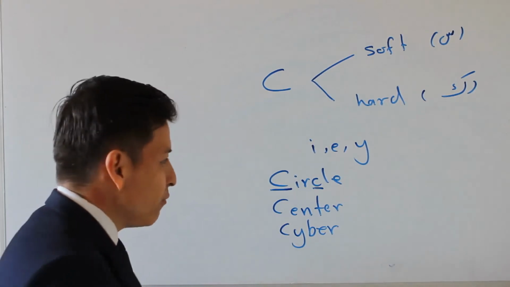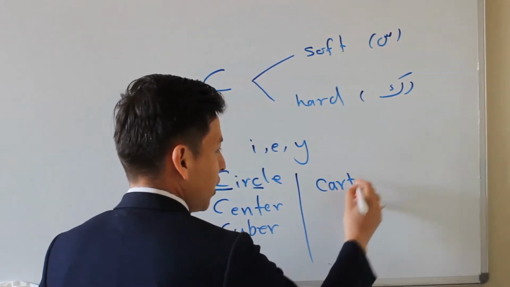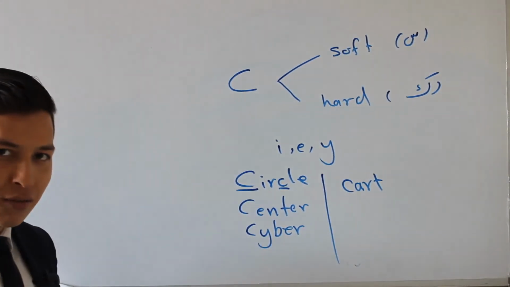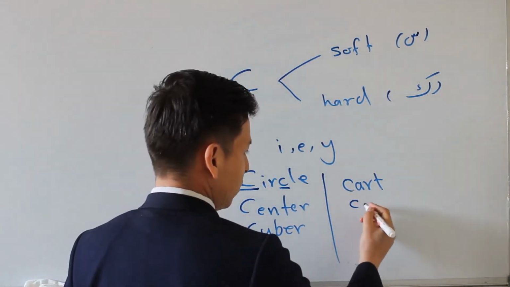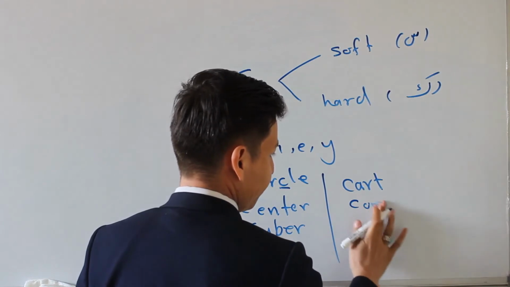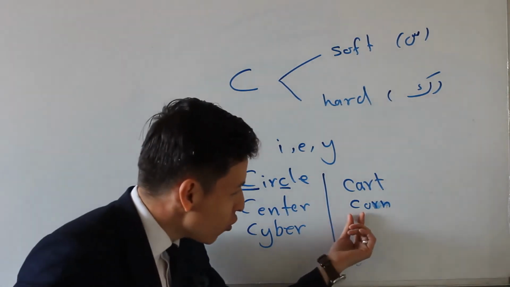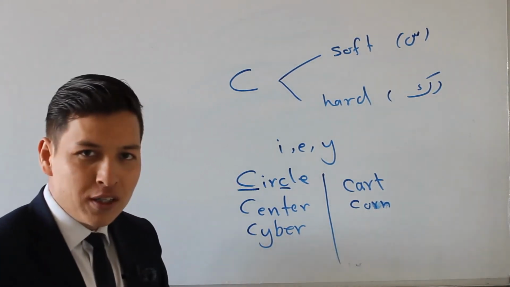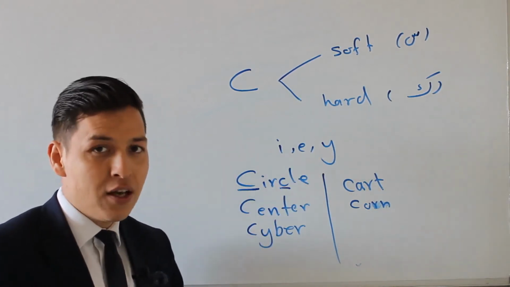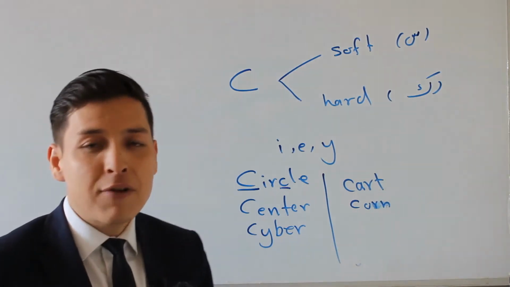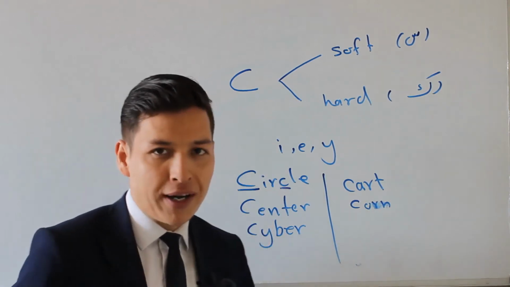And about the hard C, for example, we have cart. Cart, we cannot say sart. This is cart. Or we have, for example, corn in here. Yeah, people say corn. So corn, and here we cannot say sorn. What is the reason? Because we do not have I, E, Y after C. So any other letter that comes after the letter C, at that time it is hard, except I, E, Y.